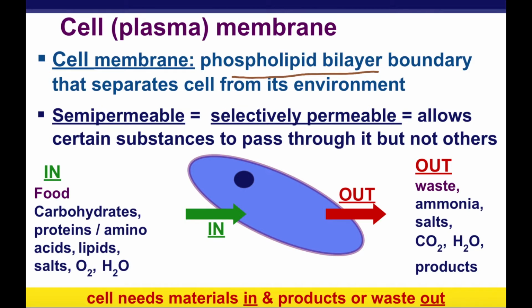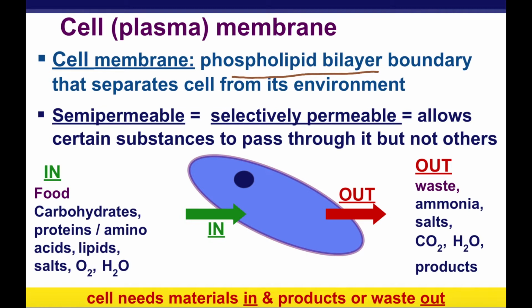Permeable means the ability for something to get through. So if you have a bag that's really permeable, water might flow through it. But in this case, when we use the word semi or selectively, it's saying that some things can get through, but not everything can get through easily.